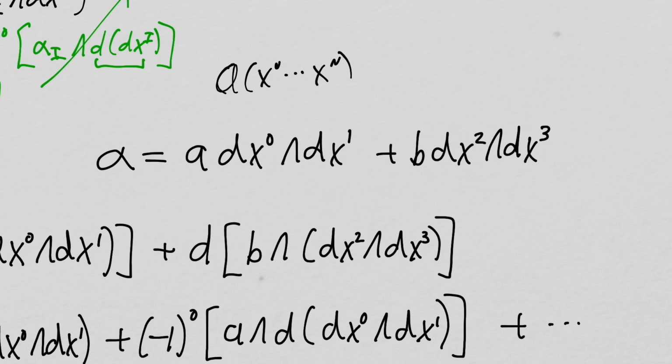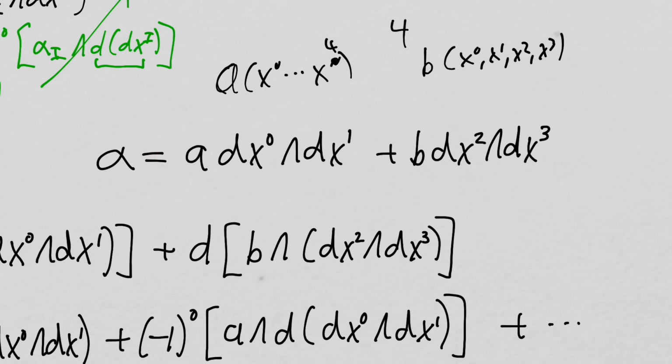N is going to be 4-dimensional space. So this is 4, right? And likewise b. b is a function of x0, x1, x2, and x3, right? So this particular two form is a times dx0 wedge dx1, plus b times dx2 wedge dx3. So that's a two form, right?